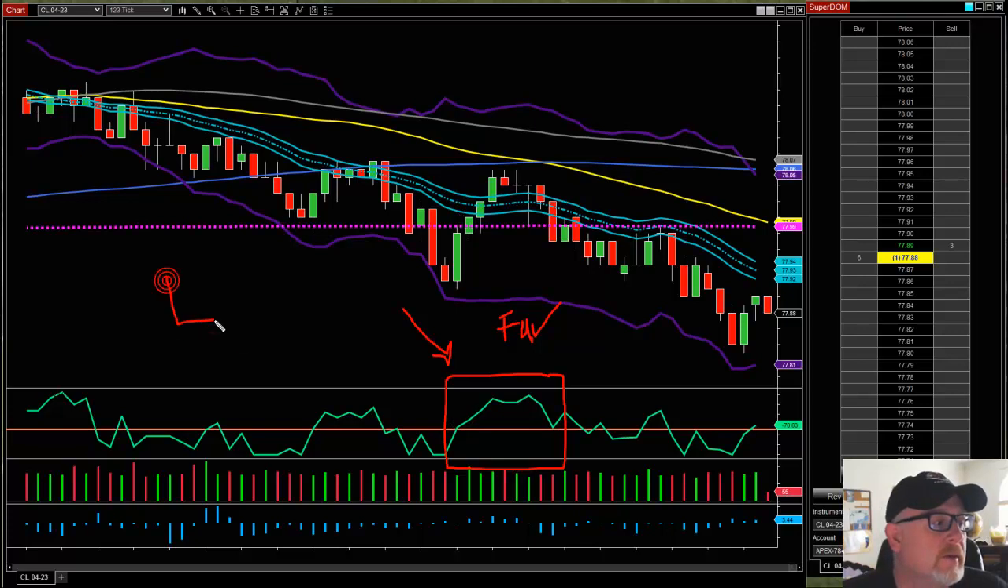Williams percent R was developed by Larry Williams. He also did accumulation and distribution and some other indicators over the years, but I like the Williams percent R.